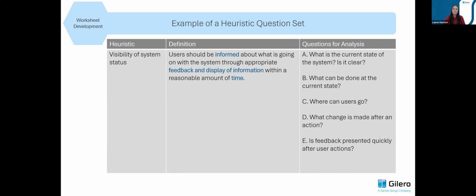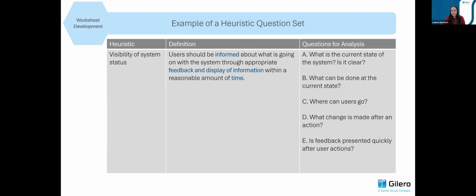All right. So this is just a quick example of a heuristic question set. Obviously, we have the name of our heuristic there on the left, and then the definition in the middle, whether that's from a research standard or you came up with your definition yourself. To determine those questions for analysis, I typically like to pick out the themes within my definition. So, for example, here in blue, you have highlighted the informed feedback and display of information and time. So using those 4 themes, I was able to come up with a few questions for analysis.